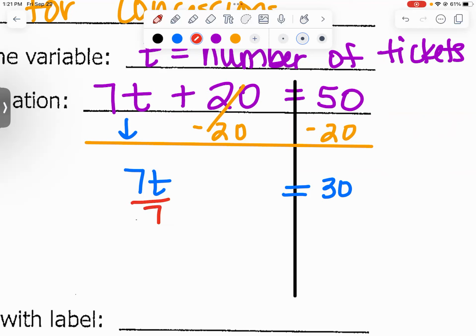We need to divide by 7. Now, some of you are panicking because 30 is not divisible by 7. Why'd you make it so spaced out? I'm sorry. I was just trying to, I don't know.